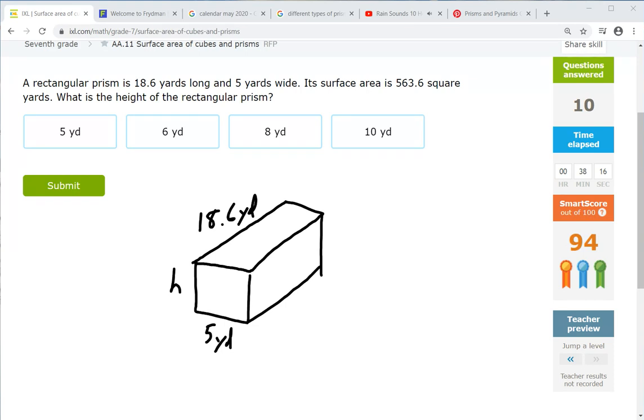So the thing that we're going to ask ourselves is, how would we find the area of each of the faces? Well, this face over here would be 5 times h. So I would have one side, which is 5 times h square yards. And actually, the back, this part over here, would be the same as this. So I'm going to have another 5h.